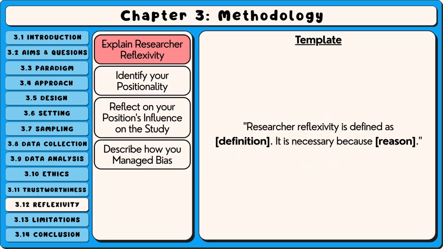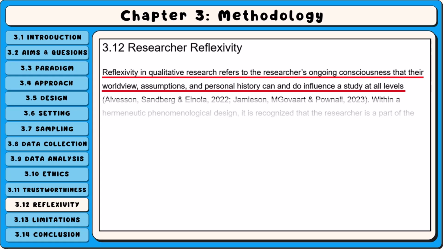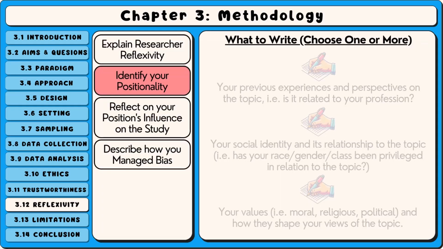Researcher reflexivity is defined as, and then insert your definition. It is necessary because, and then insert your reason. Here's an example. Reflexivity in qualitative research refers to the researcher's ongoing consciousness that their worldview, assumptions, and personal history can and do influence a study at all levels. The next step is to identify your positionality.